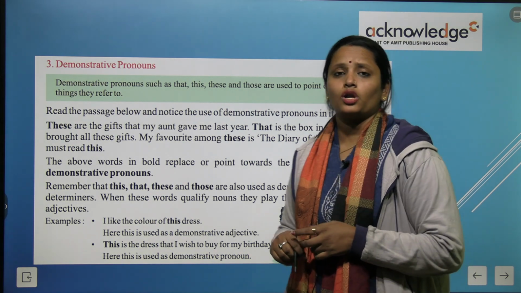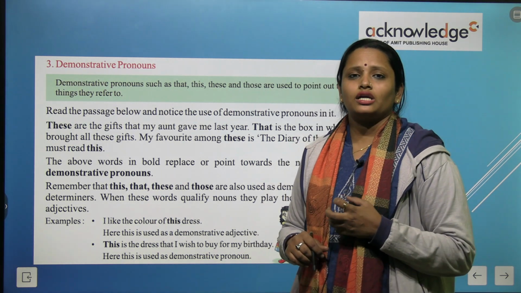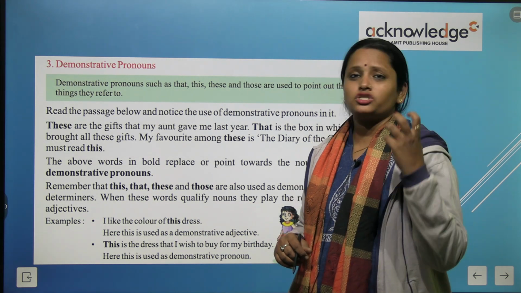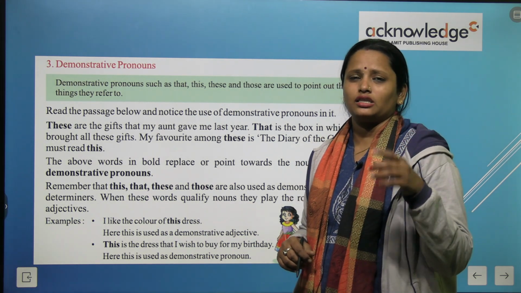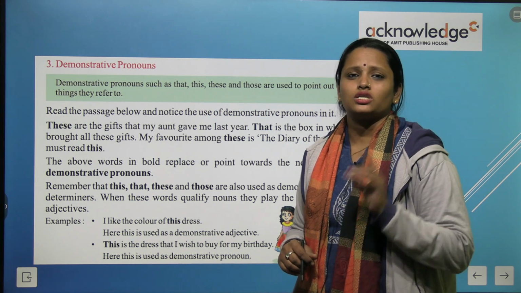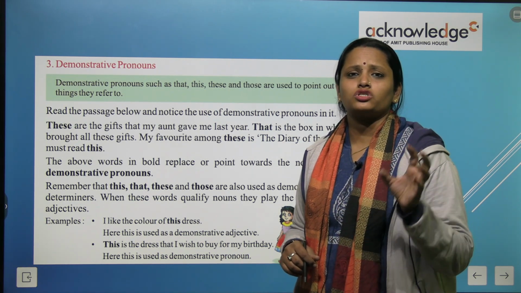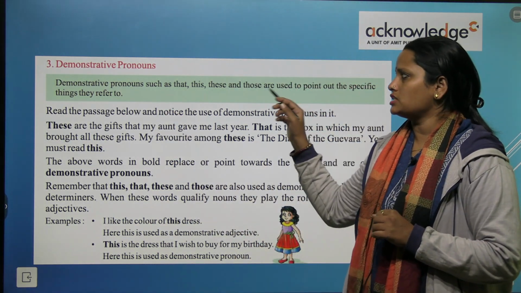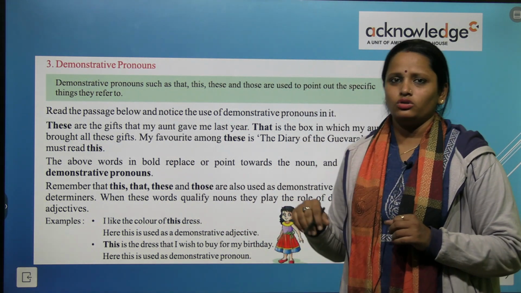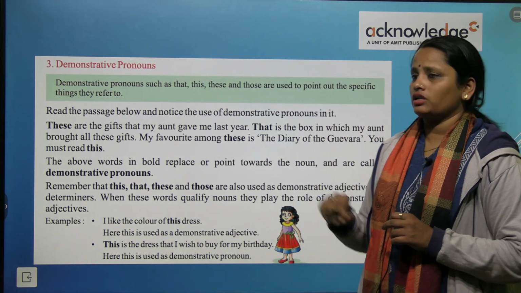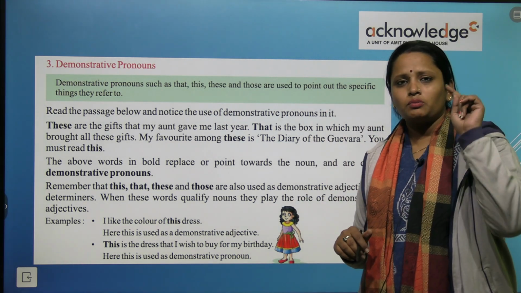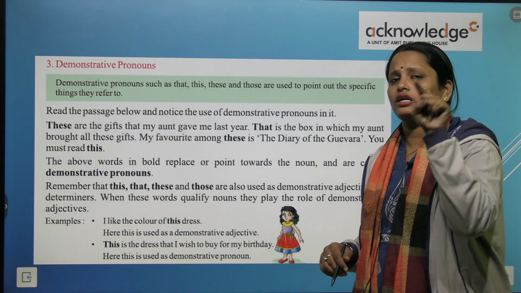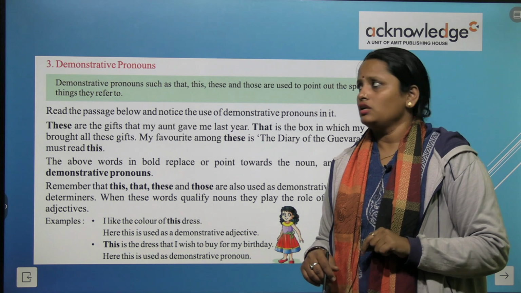Next is demonstrative pronoun. अब demonstrative pronoun क्या होते हैं, वो pronoun होते हैं जो किसी भी चीज को आप demonstrate करते हैं, इशारा करके बताते हैं. This, that, these, those, ये जो 4 words हैं ये demonstrative pronouns होते हैं. So demonstrative pronouns such as this, that, these, those are used to point out the specific thing they refer to. So किसी particular thing की तरफ ही इशारा करके बताते हैं कि this या that या these या those.